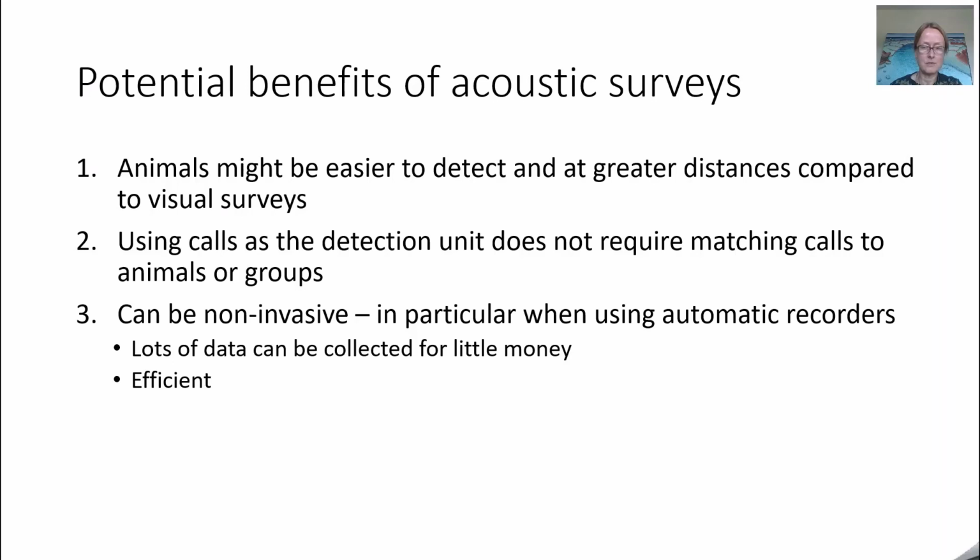We've just seen that using calls as a detection unit adds a level of complexity and that we need to estimate call rate. Let's talk a bit about the benefits of acoustic surveys. Acoustic detection might allow us to detect animals at further distances compared to visual detection, and in this way it increases the sample size. When you use calls as the detection unit, you don't have to match calls to animals or groups of animals, which can be quite tricky if you do not see the animals.